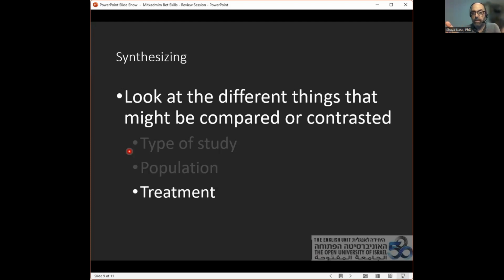What was the treatment? Here they gave them pills and here they gave them music. Is it a good comparison to compare those two? What were the findings? Here they found that it didn't work, and here they found that it did work. So these are the different things you can look at to compare and contrast. And you can talk about them in the synthesis paragraph.